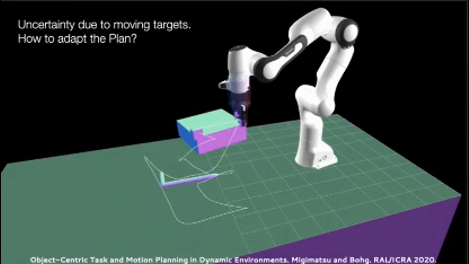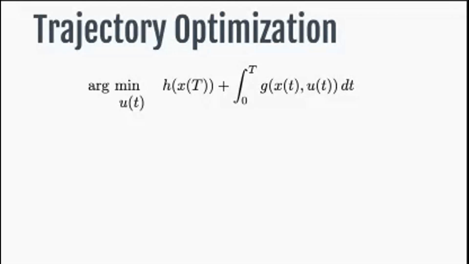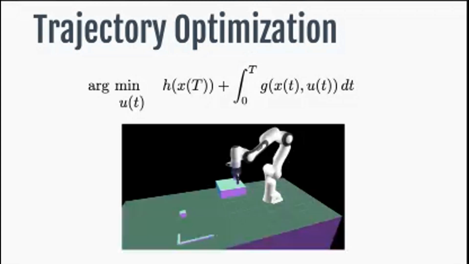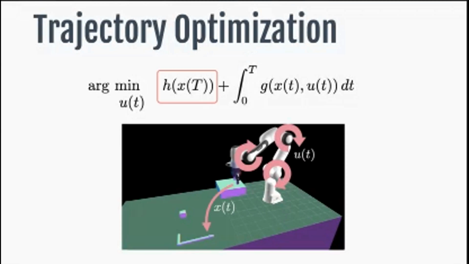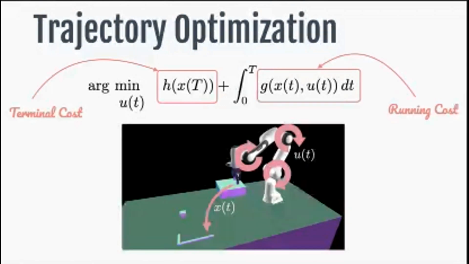All right, so let's look at this. So first of all, for planning the continuous motion, we basically use trajectory optimization, where the state is the end effector pose in our case, and the actions are the joint torques. And then we basically solve for an optimal sequence of robot actions that minimizes this cost term.